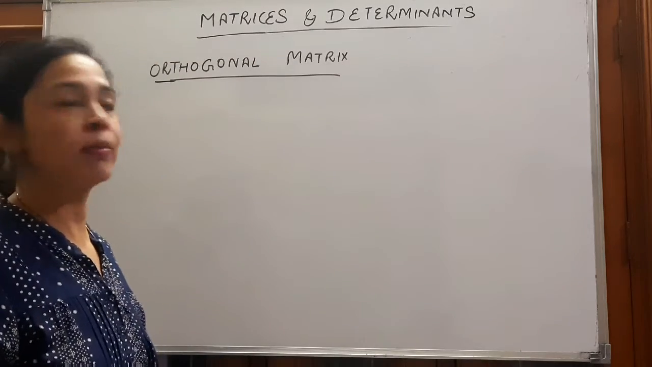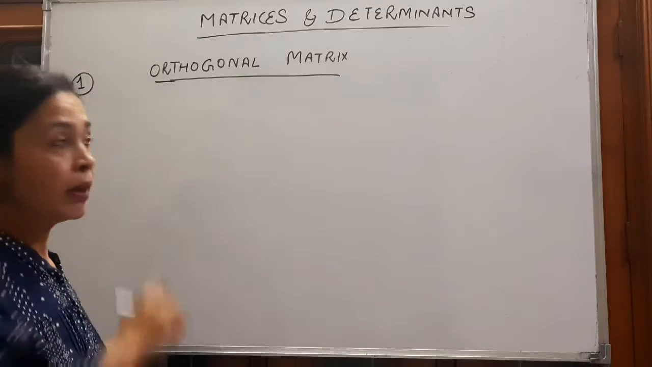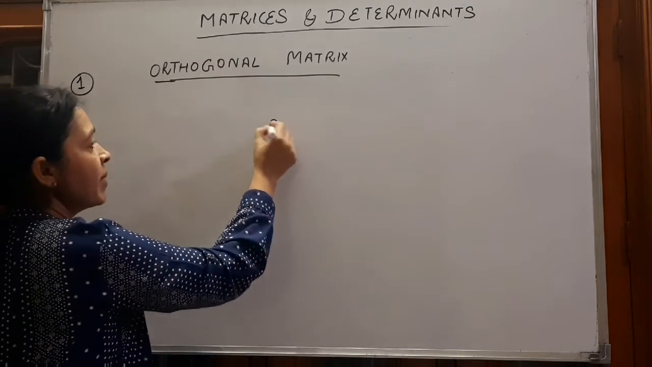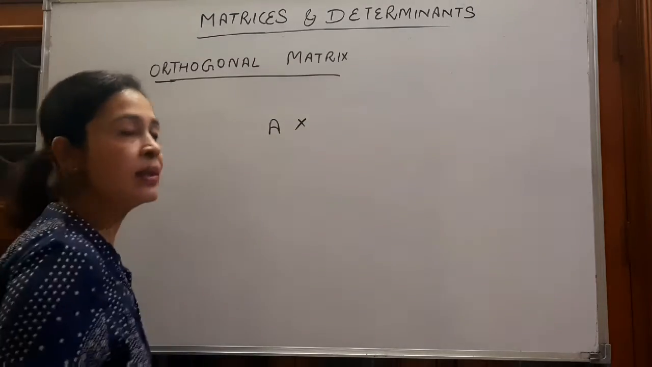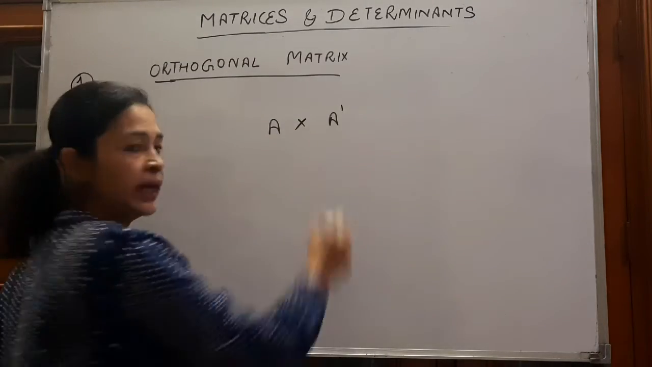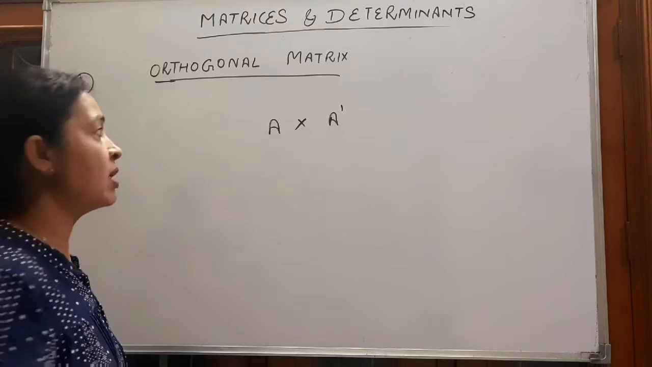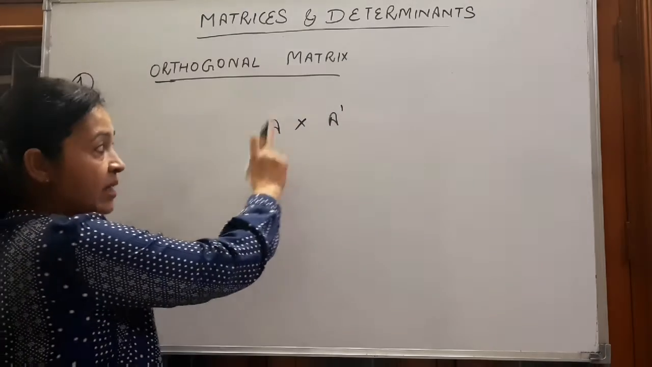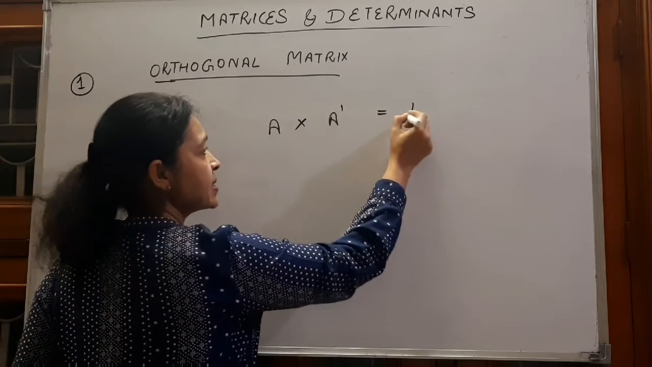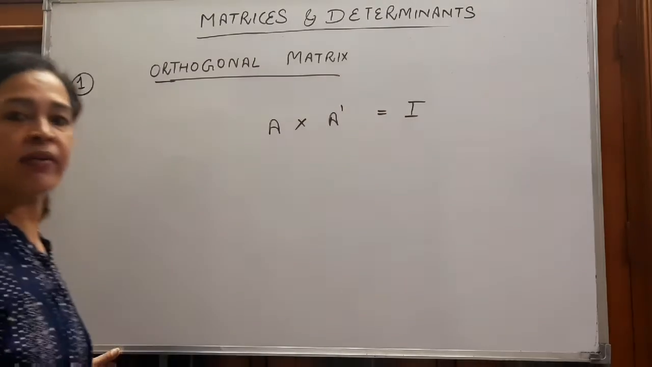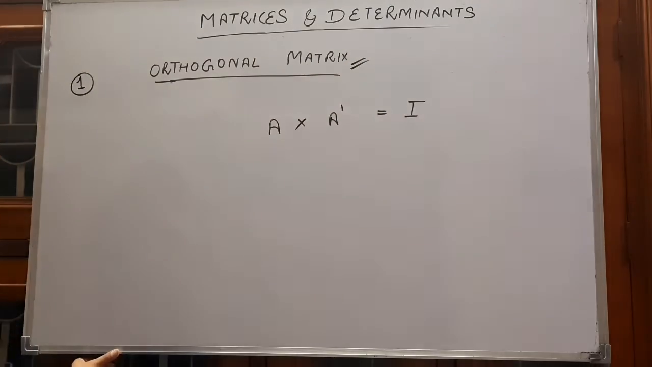What is an orthogonal matrix? Let we have a matrix A. If we multiply a matrix A with its transpose, A transpose. What is the transpose of a matrix A? Interchange of rows and columns. If we multiply a matrix with the transpose of that matrix and as a result we get the identity matrix, such a matrix is an orthogonal matrix.